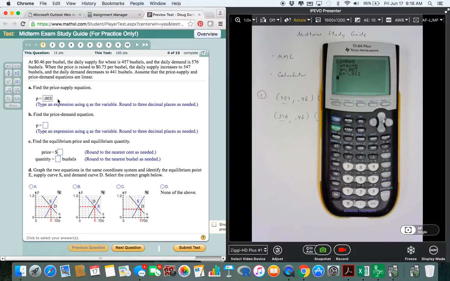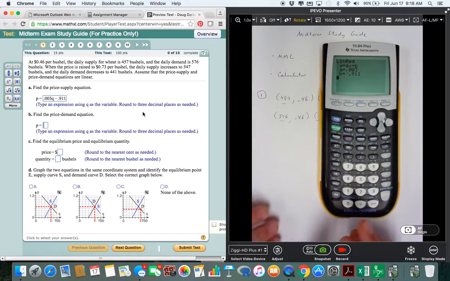So I'm going to do what it tells me to do. I'm going to use the variable Q, and then I have minus 0.911. So it says round to 3 decimal places, which I did. And I'll go on to the next problem.